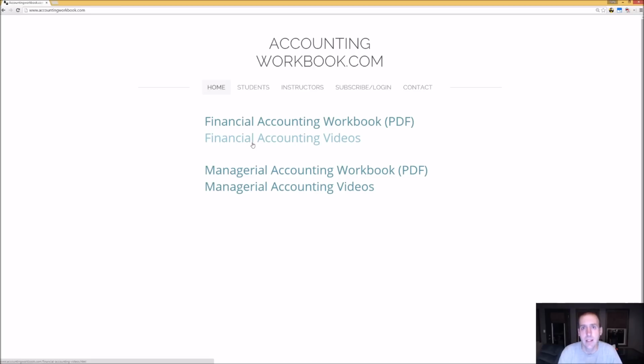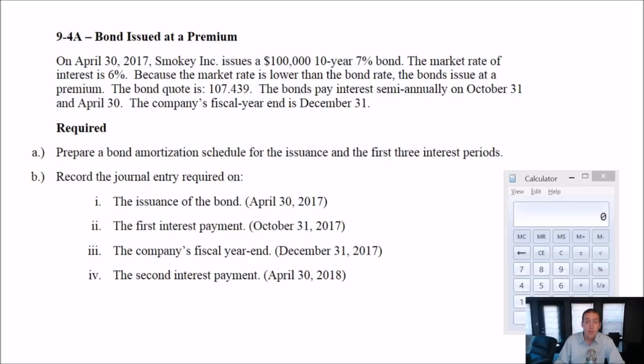All right, let's begin our problem. Let's have a look at problem 9.4a. This problem has us examining a bond issued at a premium. So on April 30th, 2017, Smokey Inc. issues a $100,000 10-year 7% bond.